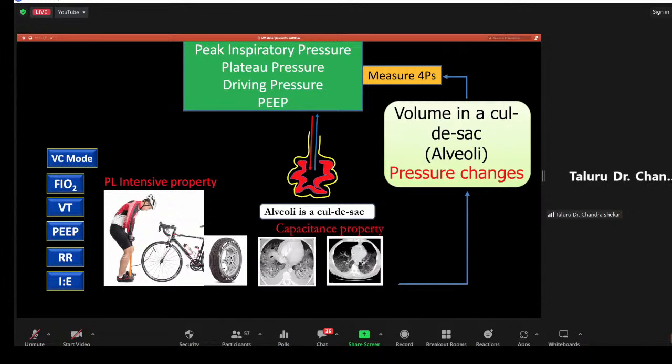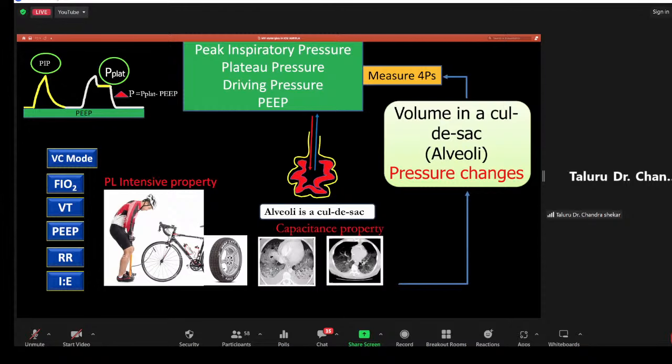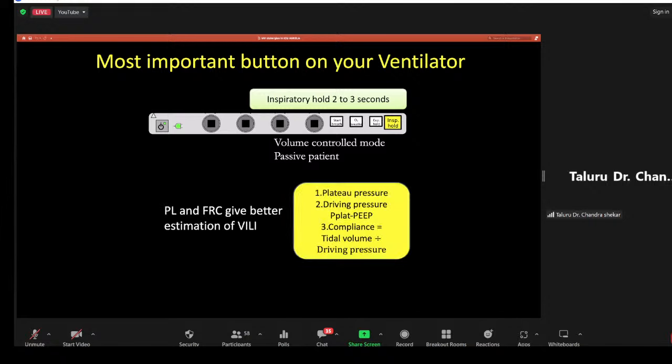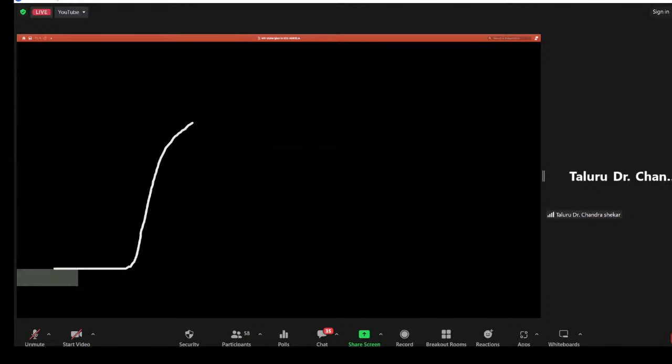Of these, two pressures are already there on the ventilator. Peak inspiratory pressure and PEEP, which you set, are already on. To get the plateau pressure and the driving pressure, you should do a maneuver on the ventilator that is called the inspiratory hold. I would say the most important button on your ventilator is the inspiratory hold button. You just hold it for 2-3 seconds when the patient is in a volume controlled mode and is passive, then you get the four pressures.